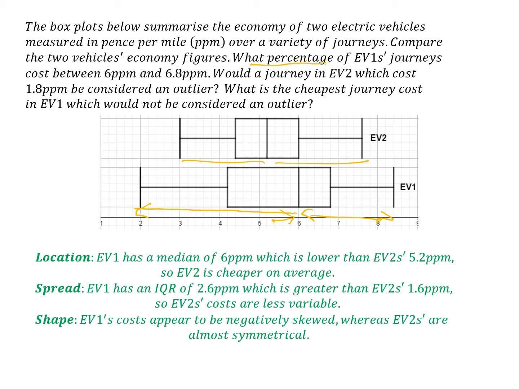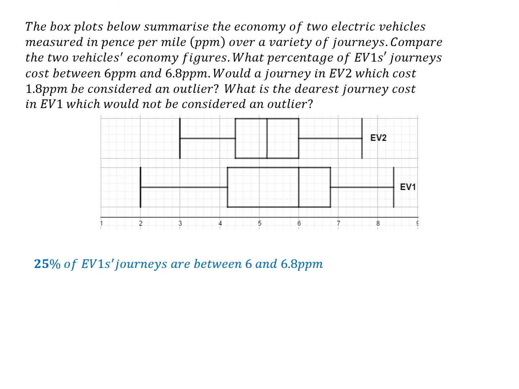What percentage of EV1's journeys cost between 6 and 6.8, which is there and there? Well, this is a box and whisker plot, and that splits the data into quartiles. So that means that 25% of EV1's journeys are between 6 and 6.8 pence per mile.